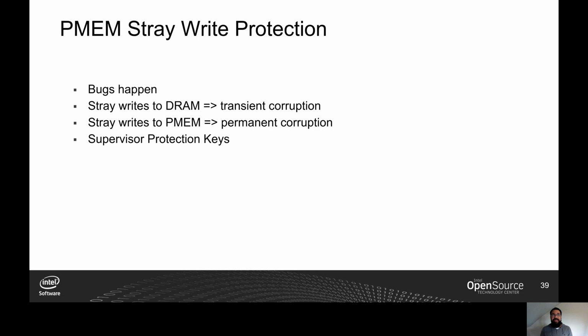So as we're seeing persistent memory capacities go up into the terabytes, the vulnerability surface seems to be increasing to the point where PMEM could be impacted by a class of bugs that DRAM could not, just based on capacity. So we're looking at supervisor protection keys as a mechanism to solve that problem.